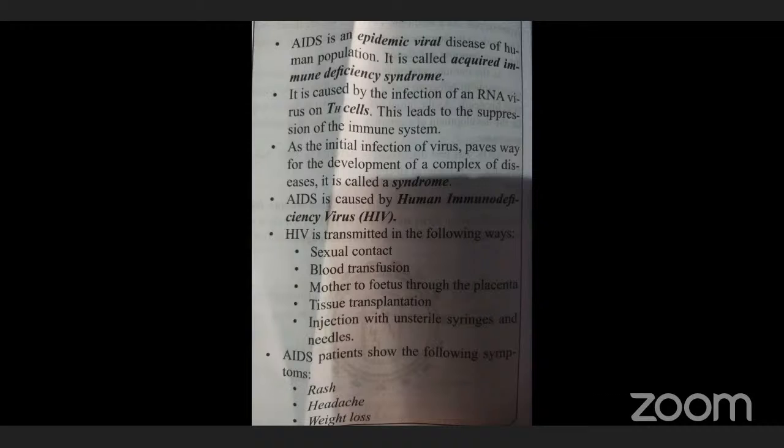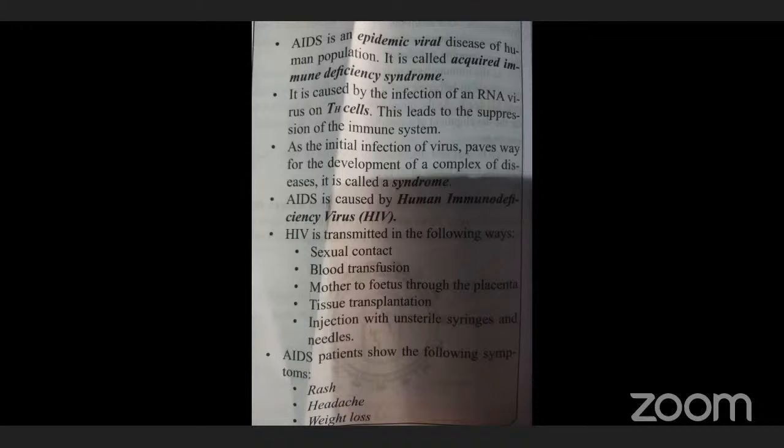As a result, disease develops until his death. That initial infection of virus paves the way for the development of complex diseases, which is called a syndrome. So what's the meaning of syndrome? Development of a complex of diseases. AIDS was first discovered in America in the year 1981. Now the disease is commonly found in all countries.